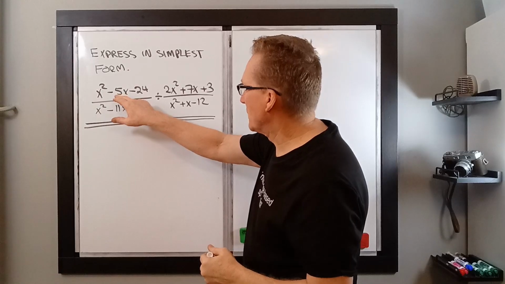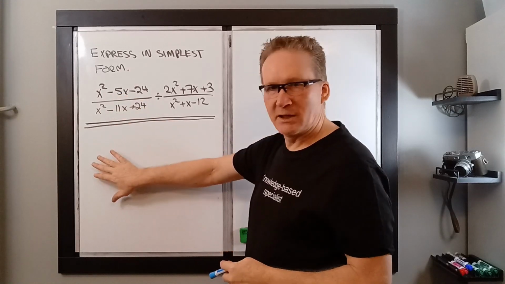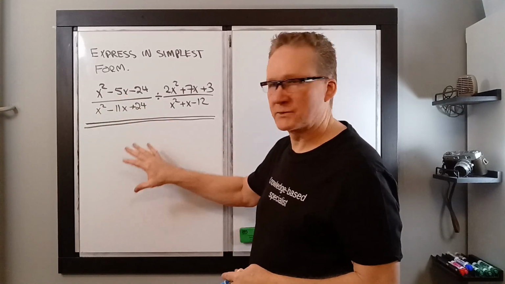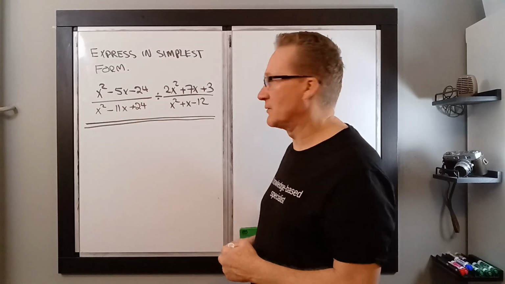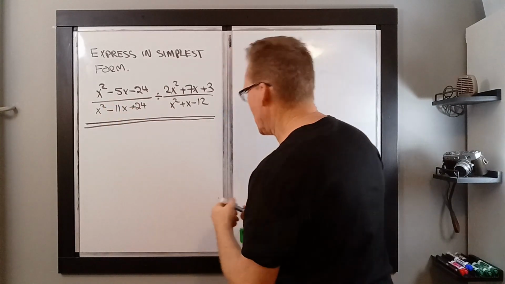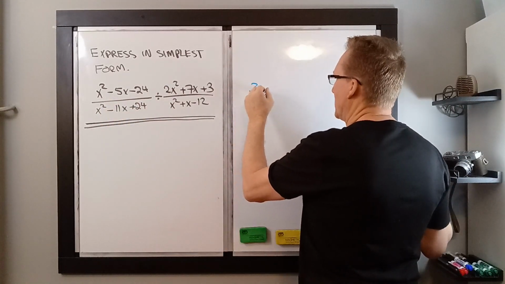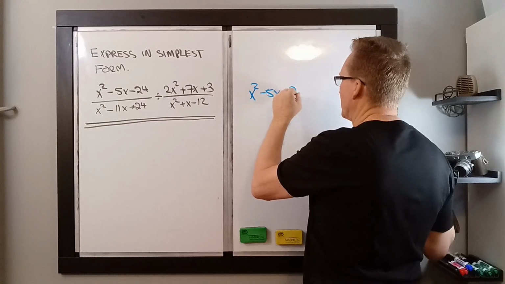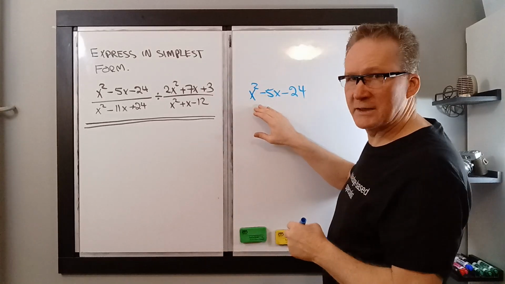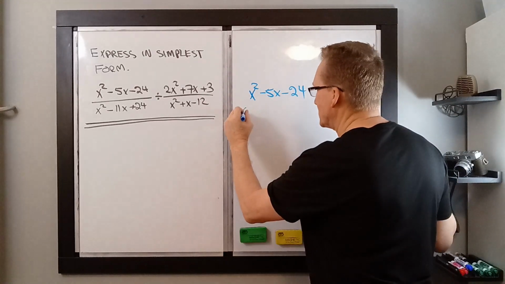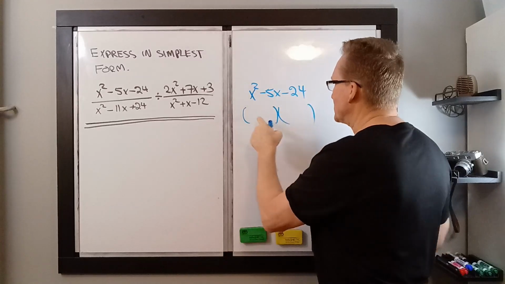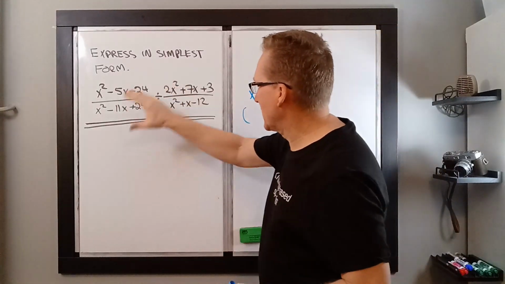I'm going to start off with one term at a time and see if I can factor it, and then write what I found over here so that we can start canceling things off, hopefully. Let's take a look at this first term here. X squared minus 5x minus 24. We're basically trying to find rather simple, straightforward factoring so that we can cancel things easily.